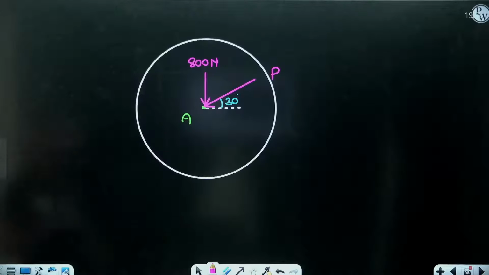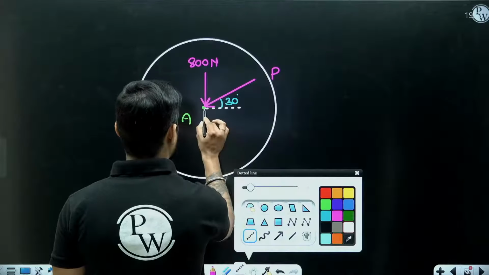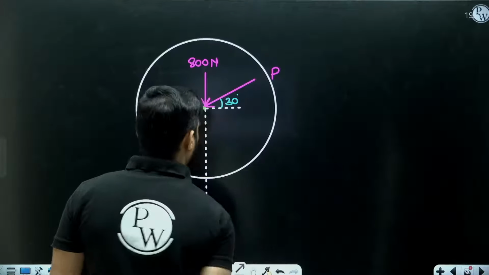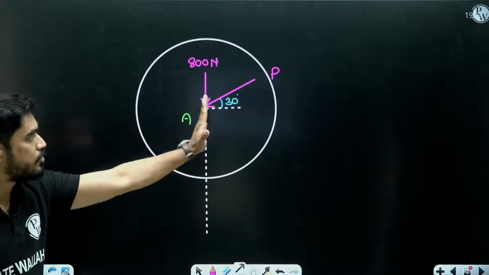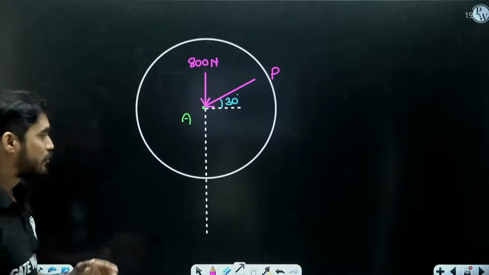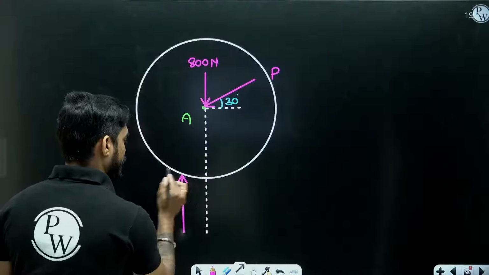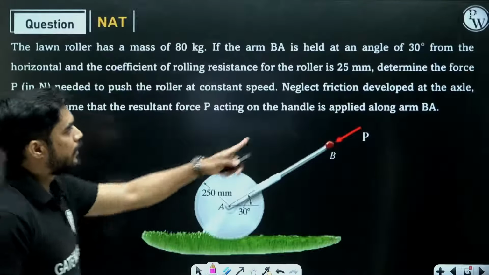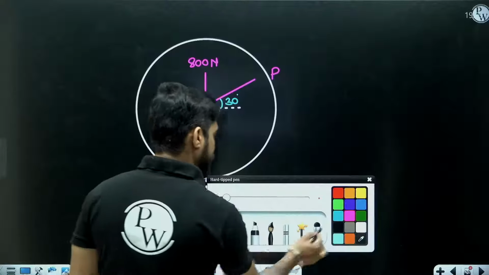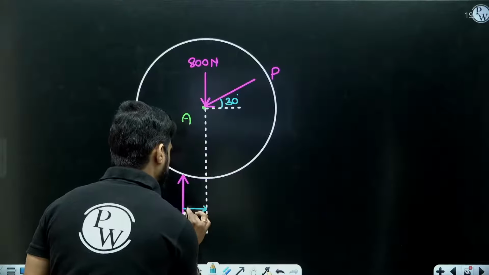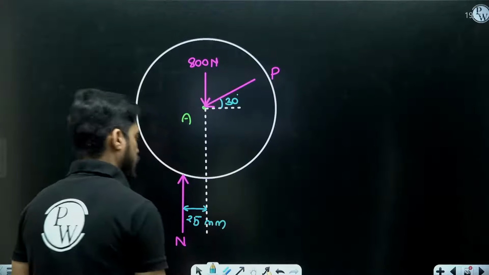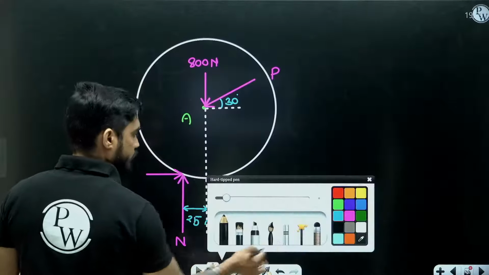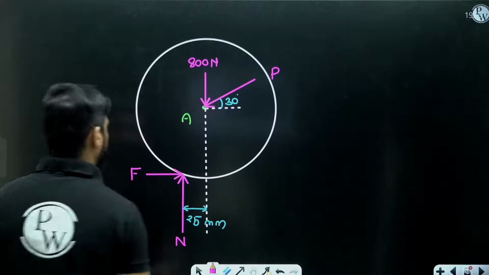Now the normal force. This time we are moving the roller towards the left side, so the normal force will be shifted towards the left side. So this will be your normal force, and by how much distance will it shift? The coefficient of rolling resistance is given as 25 mm, so this distance is 25 mm. And the friction force will be acting like this. Don't write it as mu into n. This will be F.